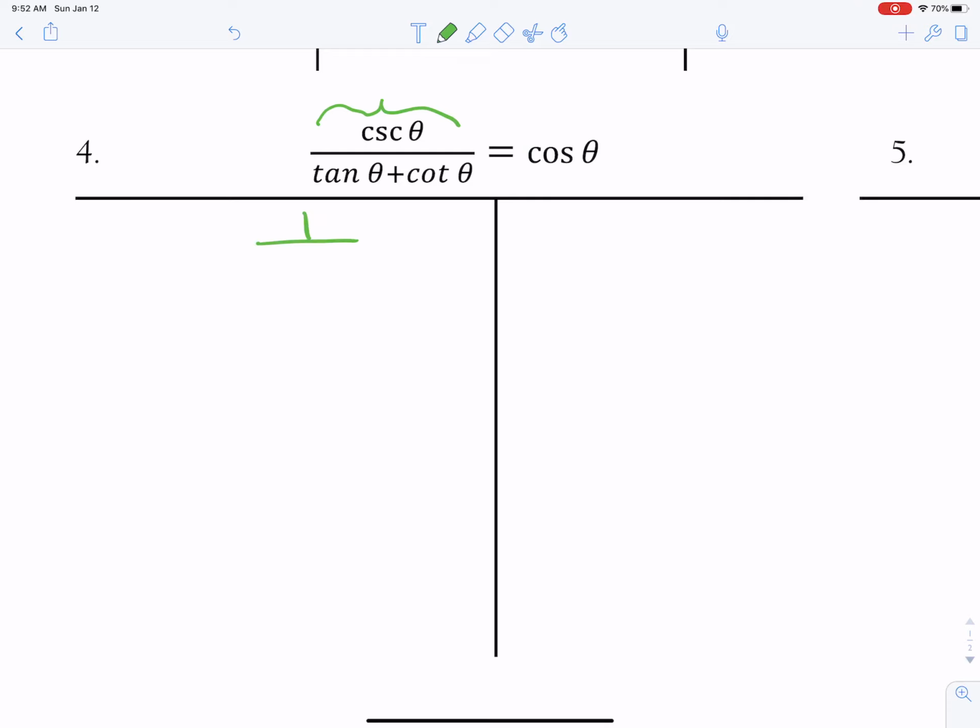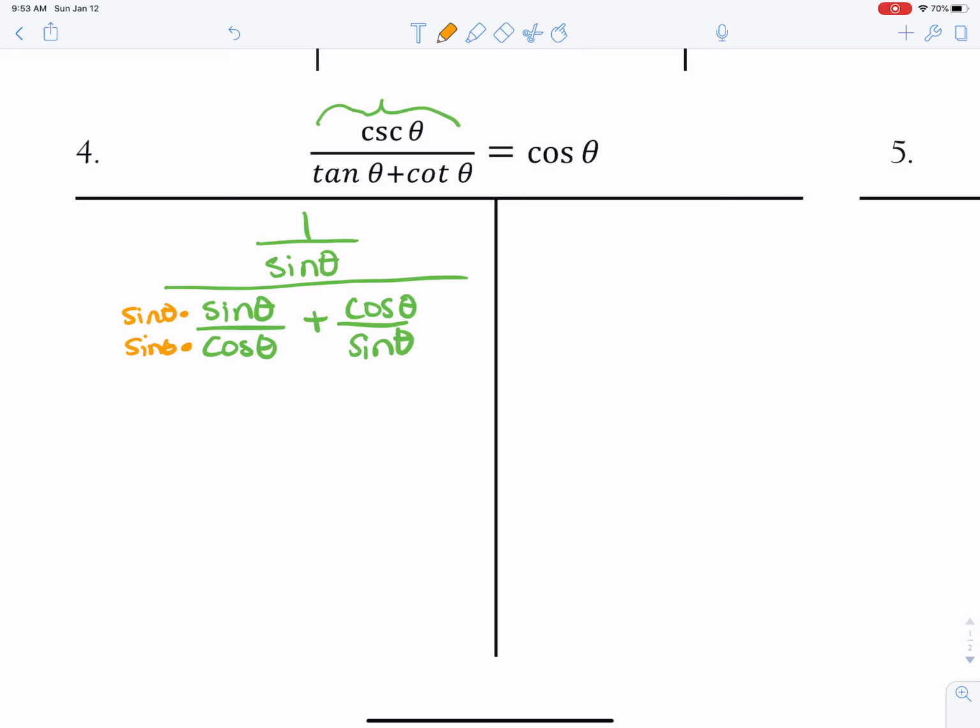So this is 1 over sine theta all over. Okay, how do we want to change tangent? Do we want to change it to its reciprocal, 1 over cotangent? Oh, no, we want sines and cosines. So sine over cosine plus cotangent is cosine over sine. All right, next thing, let's see. Oh, we can get common denominators. So our common denominator would mean this one needs a sine and this one needs a cosine.